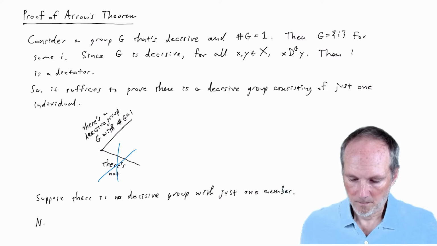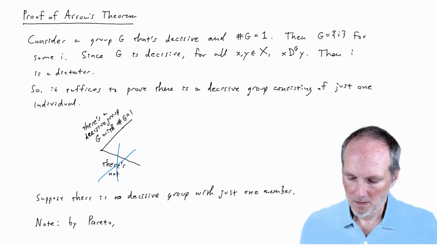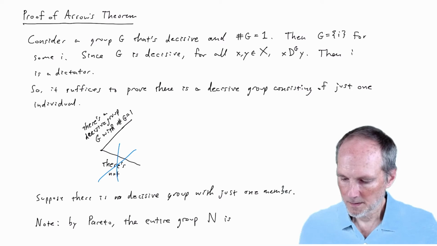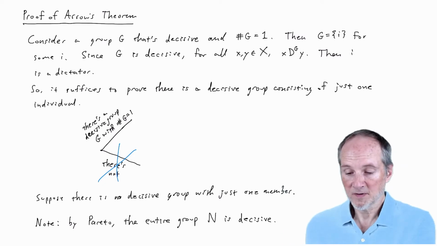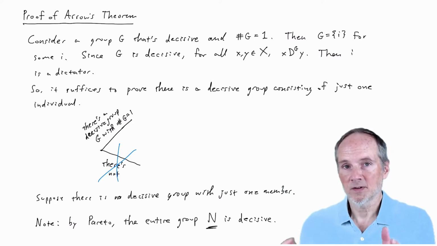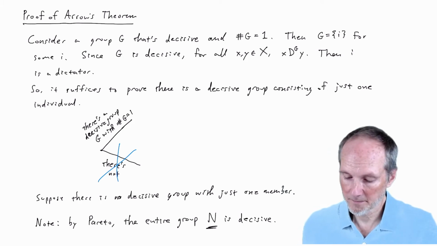So let's start down this branch. Note that by Pareto, the entire group consisting of all individuals is decisive. Okay, why is that? Consider any preference profile and any x and y. Suppose everyone in this group, which is the entire society, prefers x to y. Well, Pareto tells us then that x has to be socially preferred to y, so the members of this group get their way, so they're decisive. Okay, so that's quite direct.